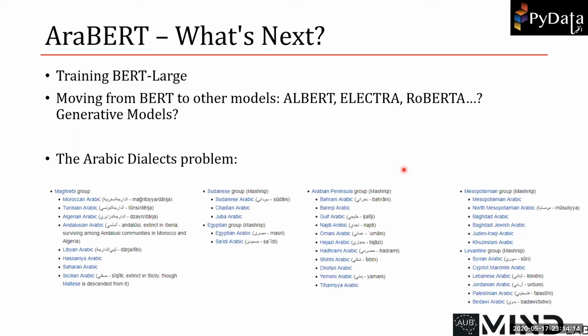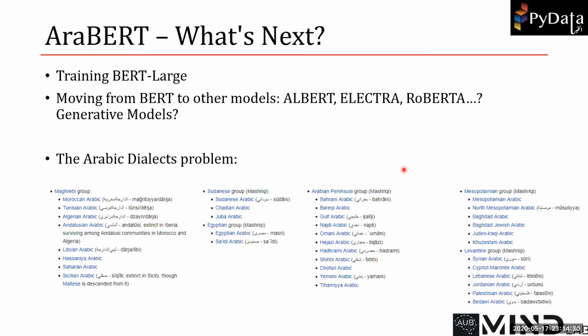We also, for the Arabic language, don't have generative models. As far as I know, we don't have transformer-based generative models for Arabic. So this might be a next step for us.